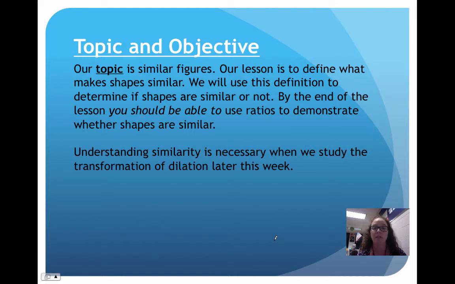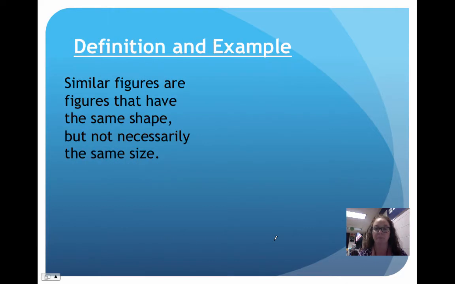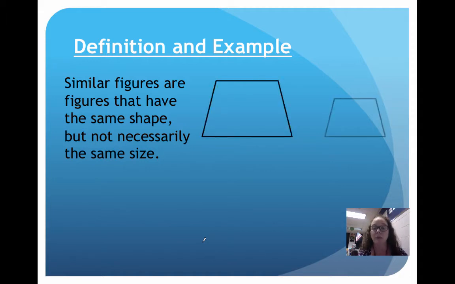By the end of the lesson, you should be able to use ratios to demonstrate whether shapes are similar. You studied ratios last year as a 7th grader. Understanding similarity is necessary when we study the transformation of dilation later this week. Similar figures are figures that have the same shape, but not necessarily the same size. These two trapezoids are similar, but they're not congruent because they're not the same size.